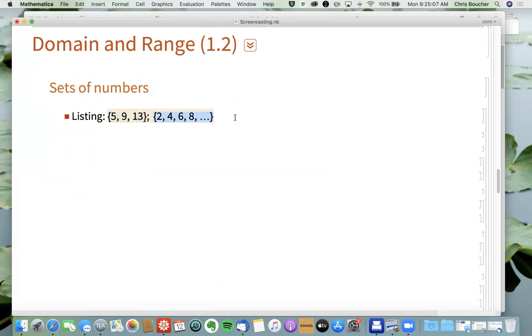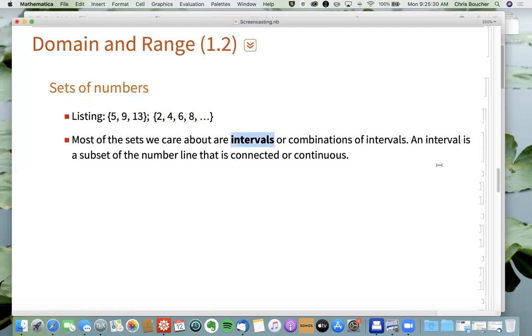The set of all positive even numbers, 2, 4, 6, 8. I can get that across using my curly braces. I list the first few, and I use an ellipsis, dot, dot, dot, when the pattern is clear. So this is all well and good for some sets, but most of the sets we care about won't be able to be conveniently expressed in this way, because we are mostly interested in sets that are intervals or combinations of intervals. And an interval is a subset of the number line that is connected.